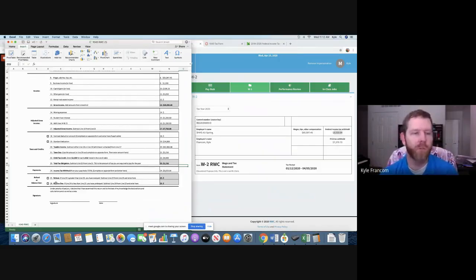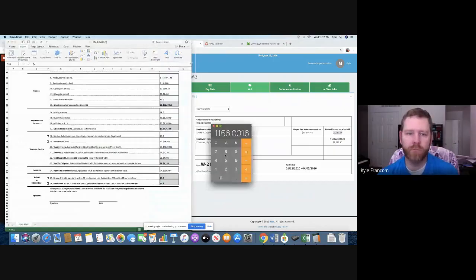For line 25, you look at line 24. If line 24 is greater than line 23, you have overpaid, so you subtract line 23 from line 24. For line 26, if line 24 is less than line 23, you have underpaid, and you subtract line 24 from line 23. Okay, so line 24 for me is greater than line 23, which means I've overpaid on my taxes. So I need to subtract.